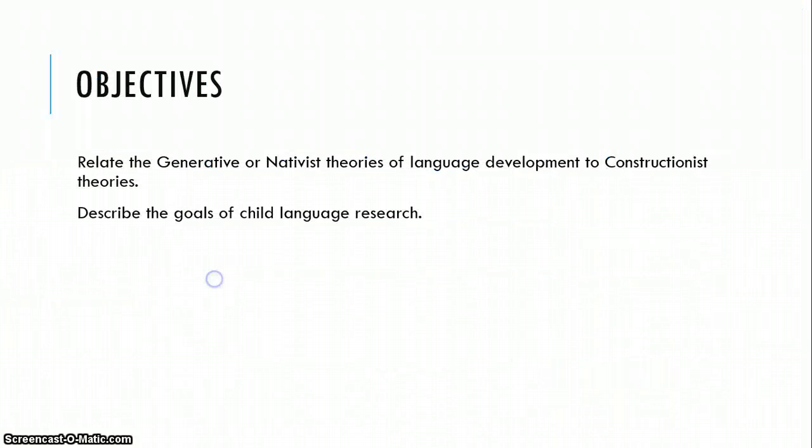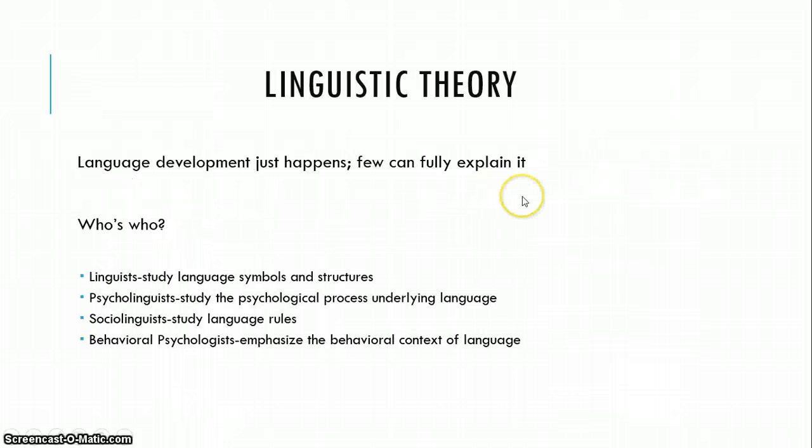Okay, and our objectives are to relate the generative or nativist theories of language development to constructionist theories and describe the goals of child language research. All right, to get things kicked off, we'll discuss linguistic theory. And it's pretty interesting, but some people just argue that language development happens. It just happens, and few can fully explain it.